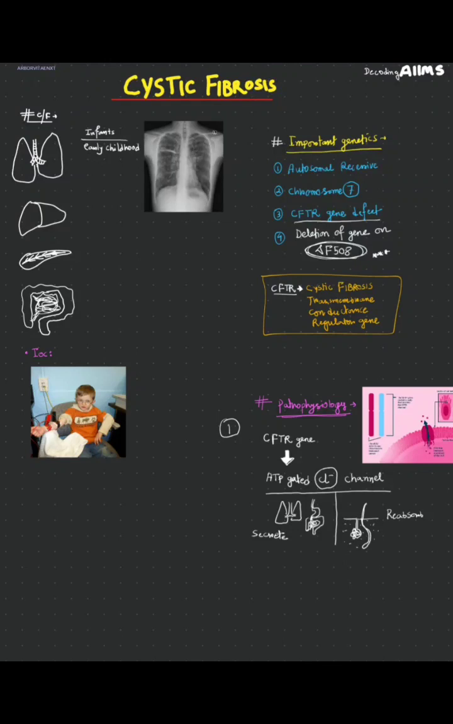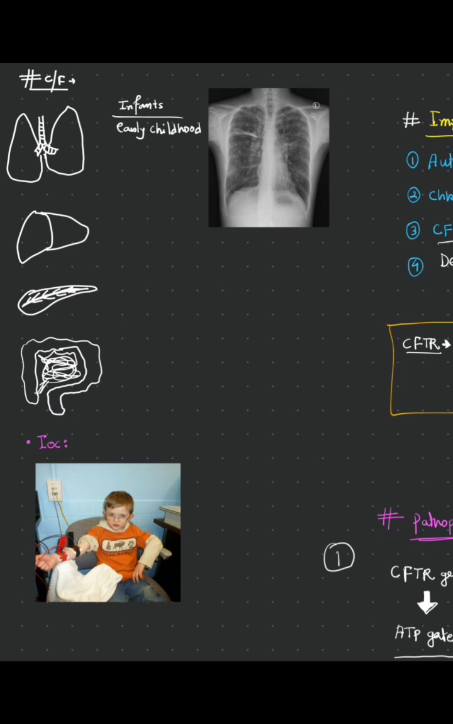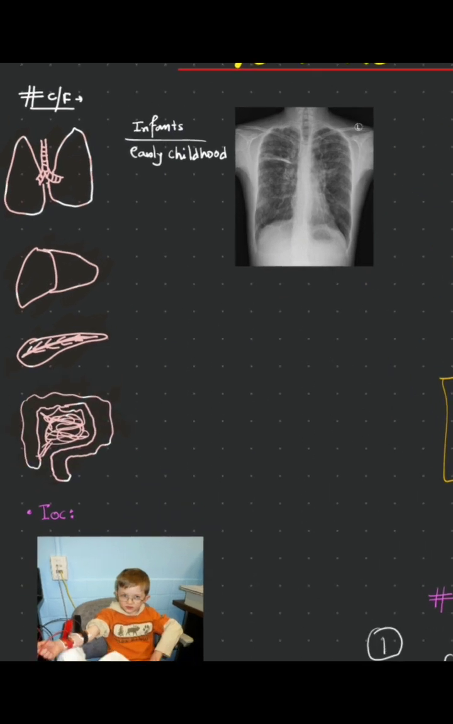Hello guys, today we are going to study about cystic fibrosis. So how will a patient of cystic fibrosis present to you? Let's see. The clinical features of cystic fibrosis include involvement of certain organs: lungs, liver, pancreas and gut. The patient will present to you. Let's see.